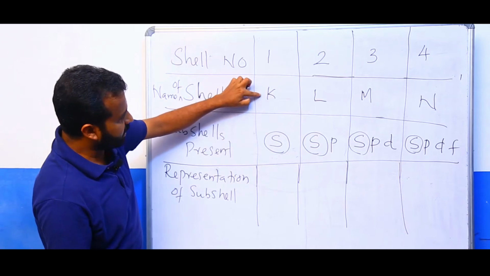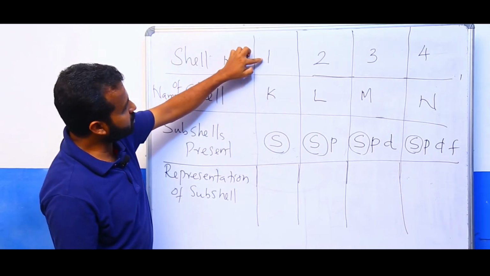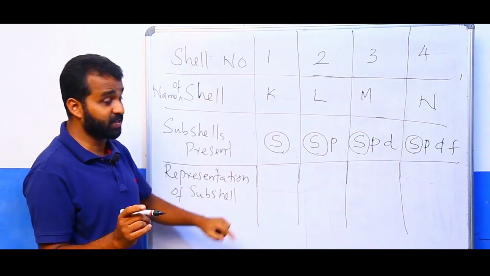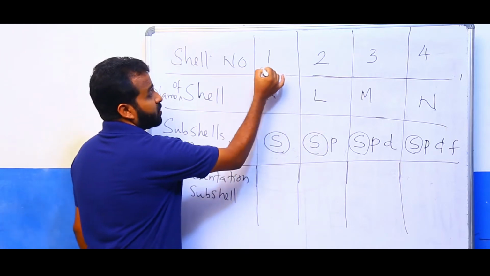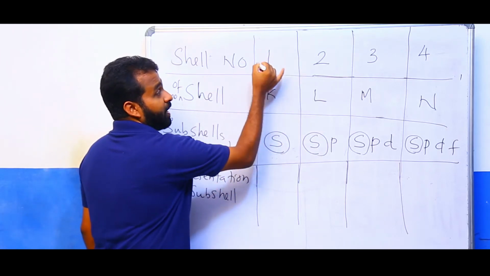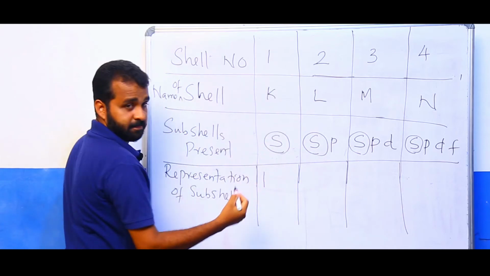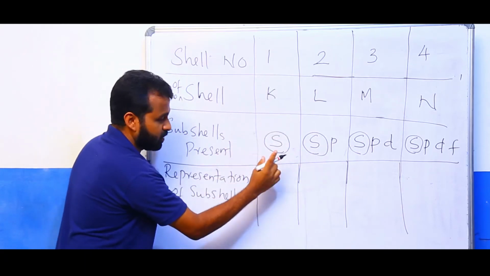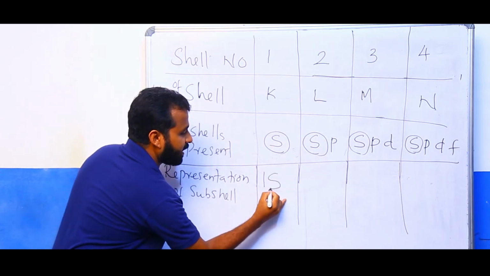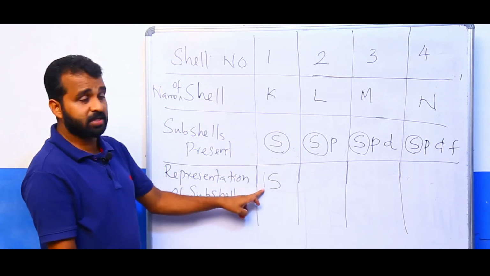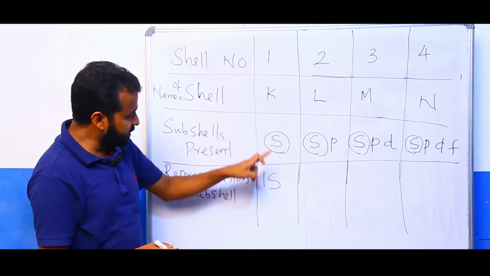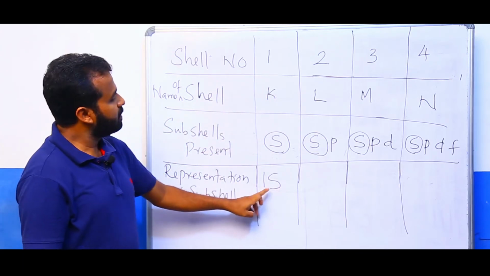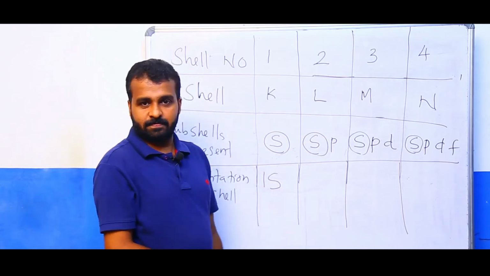The first shell is the K shell. K shell has only one subshell. So it is represented as, first of all we write the shell number 1. This is the first shell and it has only one subshell S. So it is represented as 1S. This 1 indicates shell number and this S indicates subshell present. It is read as 1S.